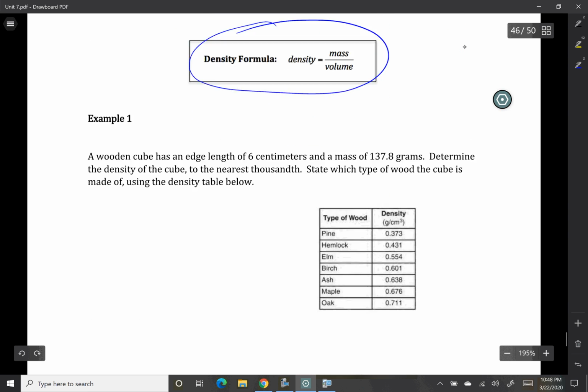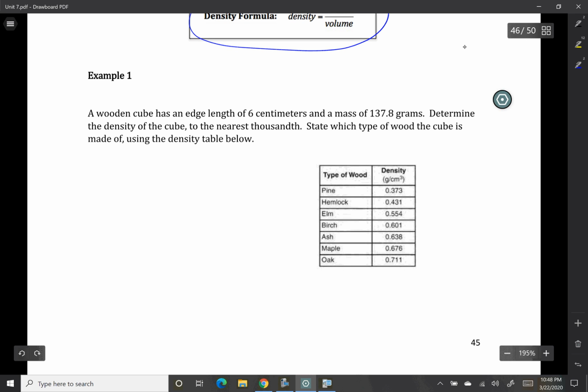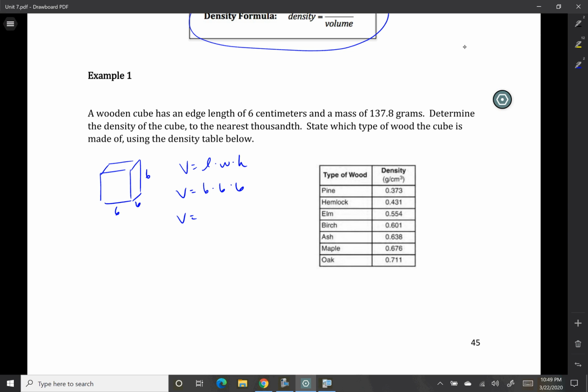So let's take a look at an example here of how we can play with density. The formula itself is pretty simple, right? So we just have to know how to use it. So it says a wooden cube has edge lengths of 6 centimeters and a mass of 137.8 grams. Determine the density of the cube to the nearest thousandth and state which type of wood the cube is made of. So the nice thing about a cube is all of the sides are the same. So we have a 6 by 6 by 6 cube. The volume is length times width times height, and since all of those are the same, it's 6 times 6 times 6. So the volume of this cube is going to be 216.